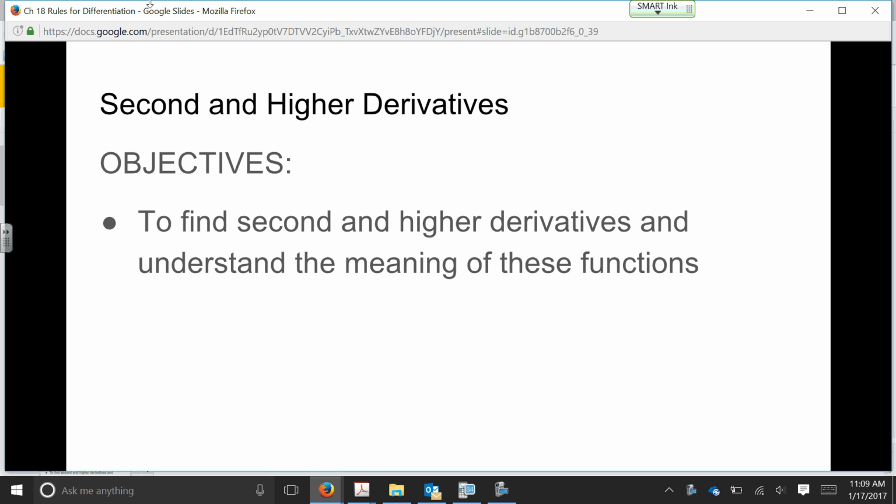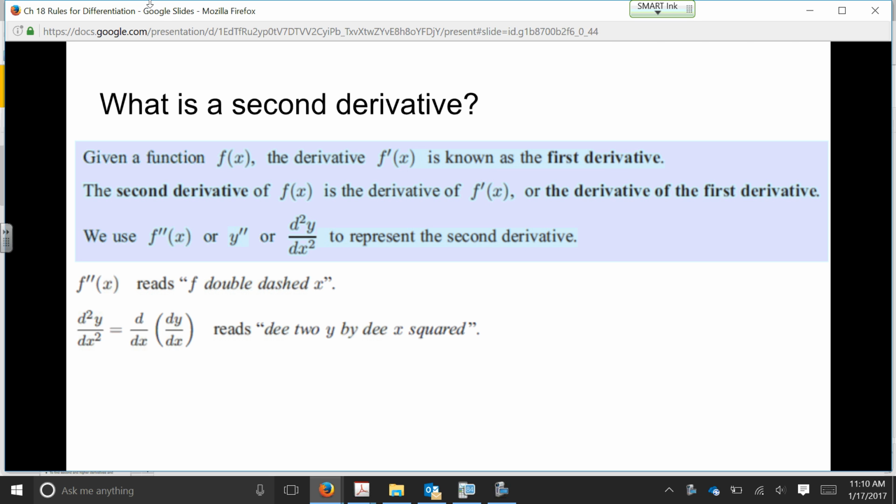All right, we're here with our last section in this chapter. We're looking at second and higher derivatives. So we're going to look at how to find them, what their notations are, and what the meaning of these functions are as well. Although most of the meaning part is really going to be saved for the next couple of chapters where we talk about why we're taking these derivatives and what they really mean.